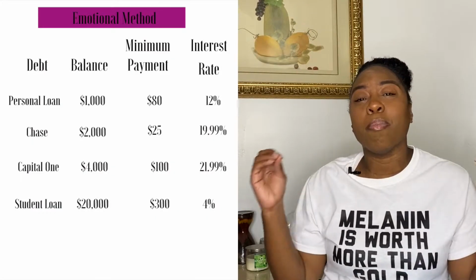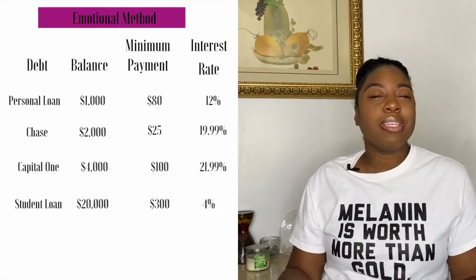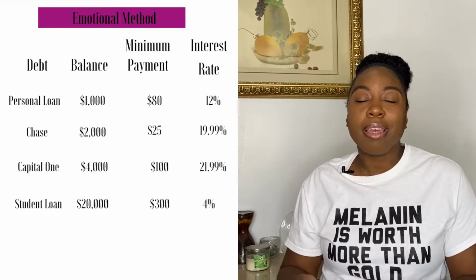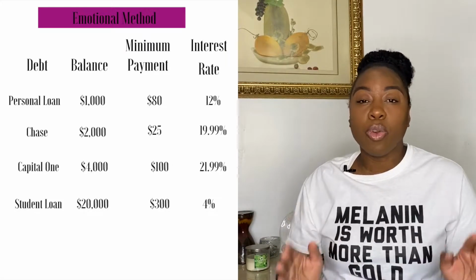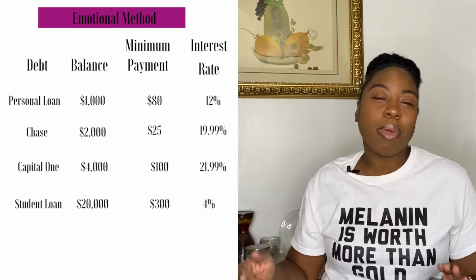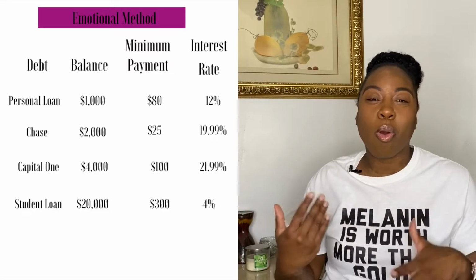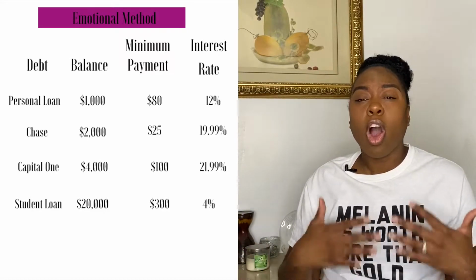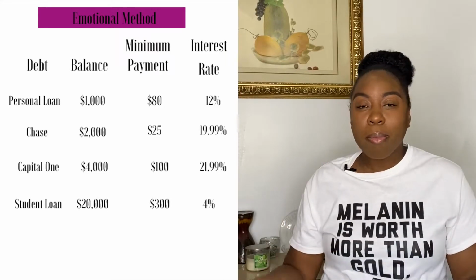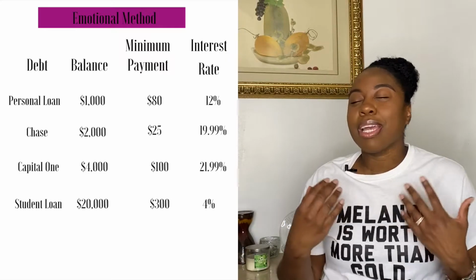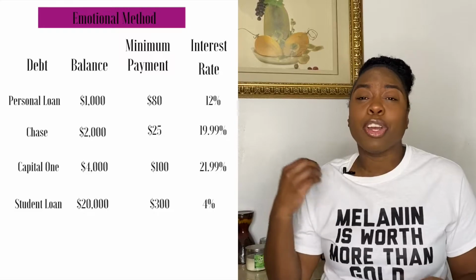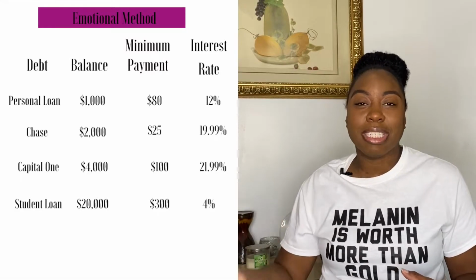But just make sure that you stay motivated with this method. The third method is the emotional method. With this method, you are just strictly picking the debts that annoy you the most and you're starting with them, going in the order of the debts that annoy you. There's no rhyme or reason to this method. It is just something you do because you're aggravated with a particular debt.